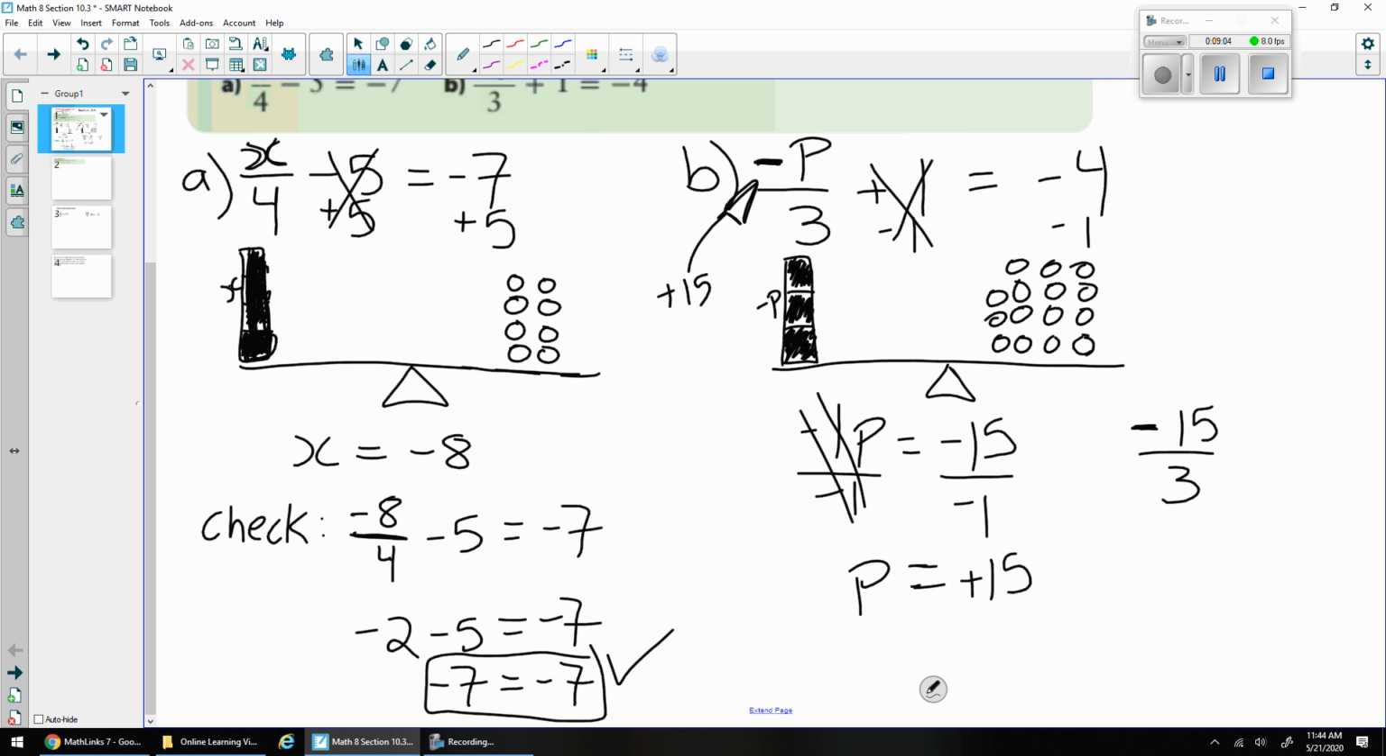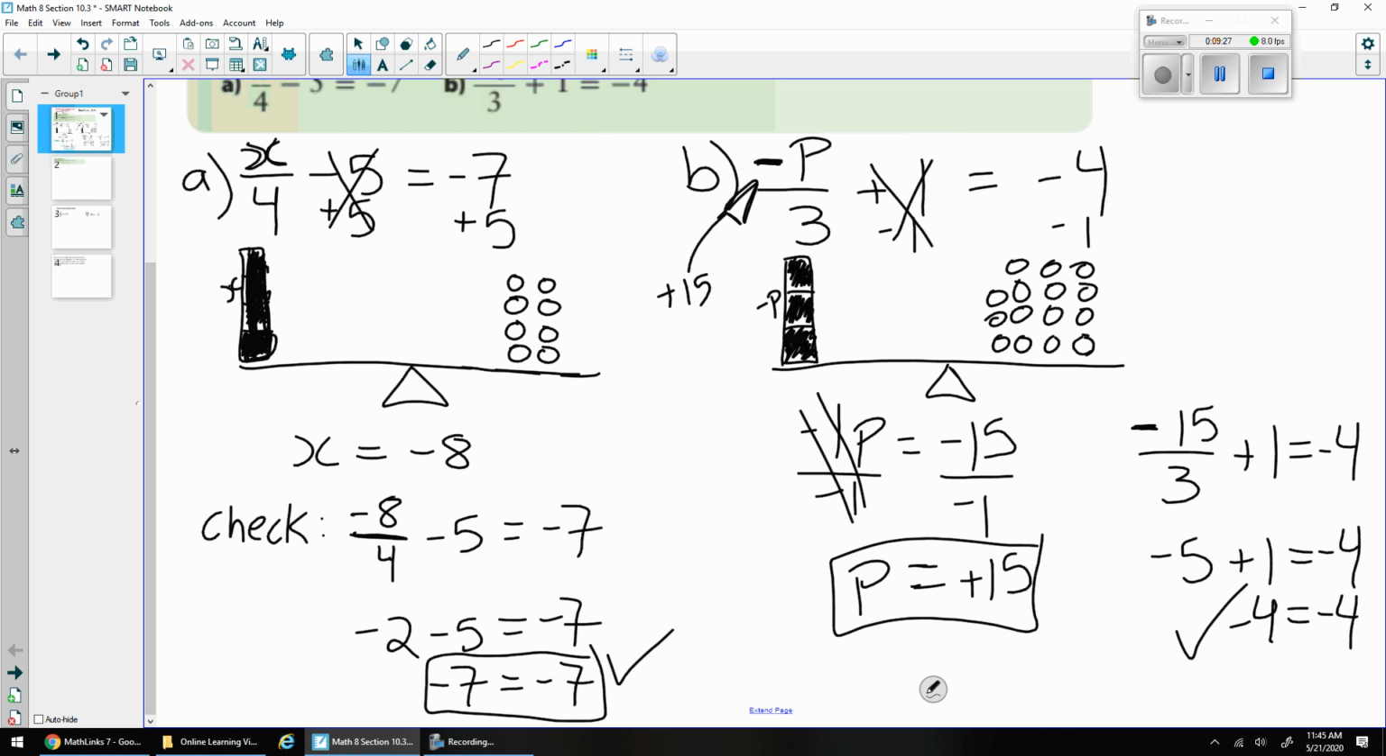Negative 15 divided by 3 plus 1 is equal to negative 4. So negative 15 divided by 3 is equal to negative 5. Plus 1 equals negative 4. Well, hey, great. Negative 5 plus 1 is negative 4. Since the left side equals the right side, I must have the right solution of p is equal to positive 15. Okay, so that's with diagrams.